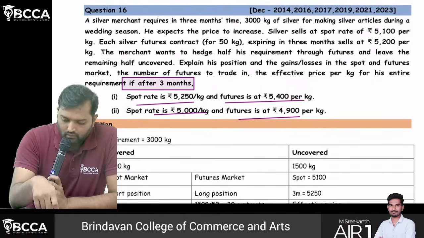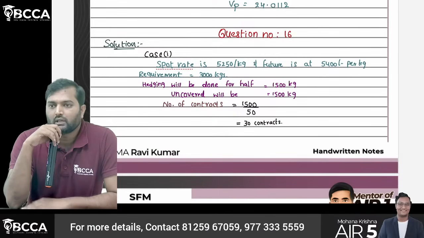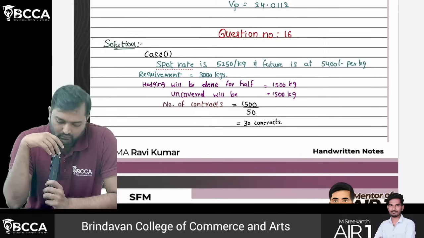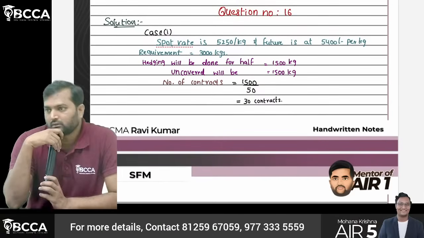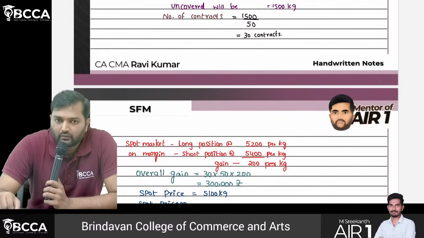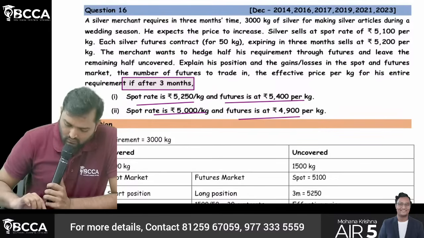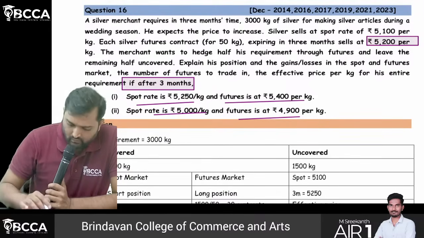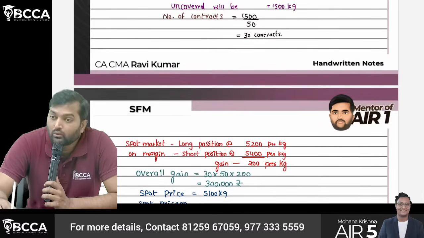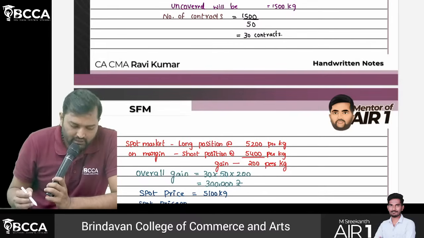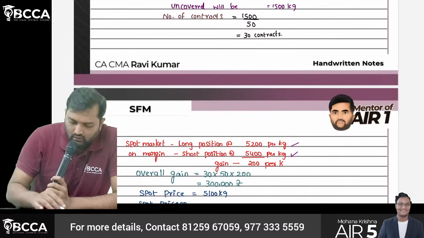Clearly we have to explain the position. He wants silver after 3 months, so he is going to take a long position. At what rate? The present futures price is 5200 per kg. So he takes a long position at 5200 per kg. In the first case, to close the contract on maturity, he takes a short position at 5400, because the futures price on maturity is 5400. The gain is 200 rupees per kg.